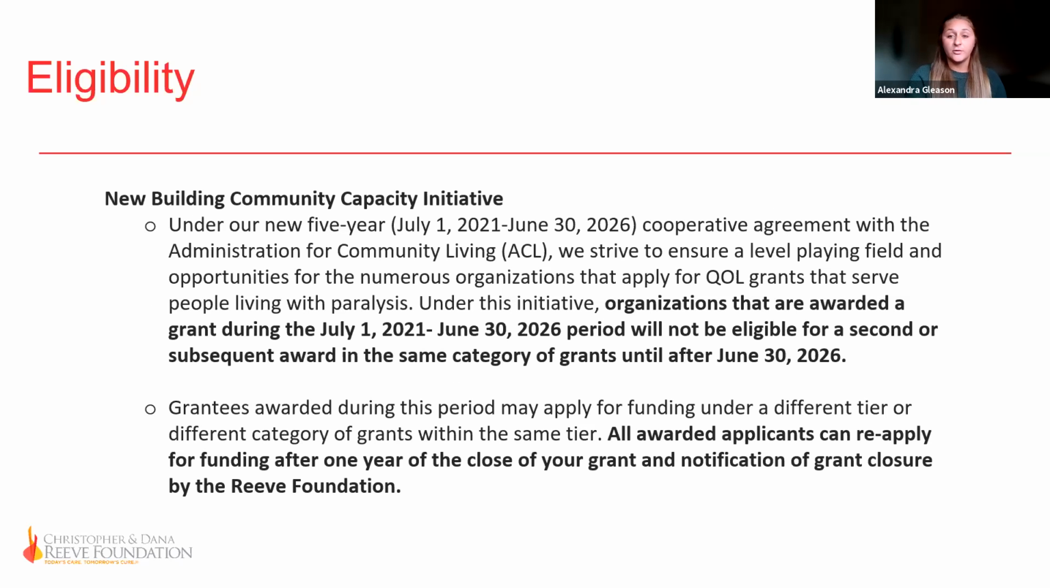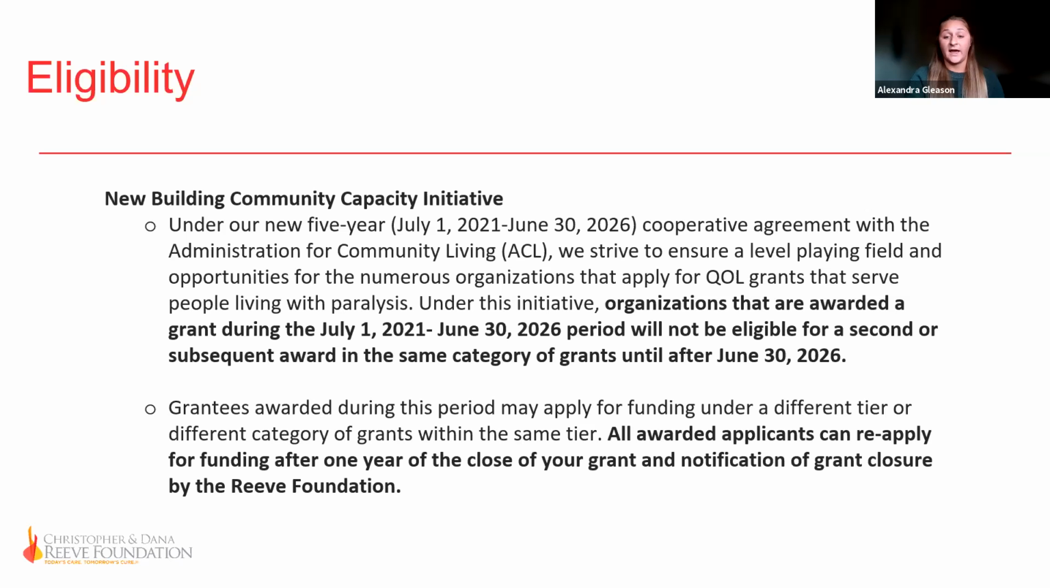Here's a new eligibility requirement that I just wanted to make sure that everybody understands. Previously, the waiting period for reapplying for funding after receiving a Reeve Foundation grant was 1 year. With this new cooperative agreement, we are striving to create a level playing field and opportunities for organizations applying for funding. So starting with this cycle, we are instituting a new waiting period of 5 years within the same category. Any other category or tier will still be a 1 year waiting period from your previous grant closure.